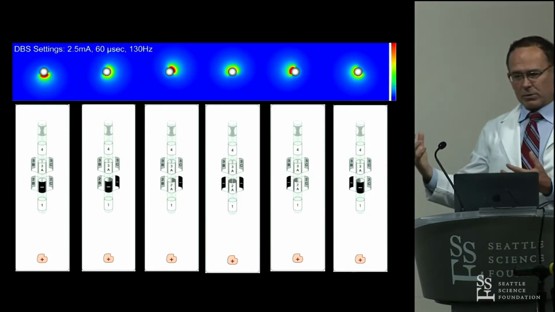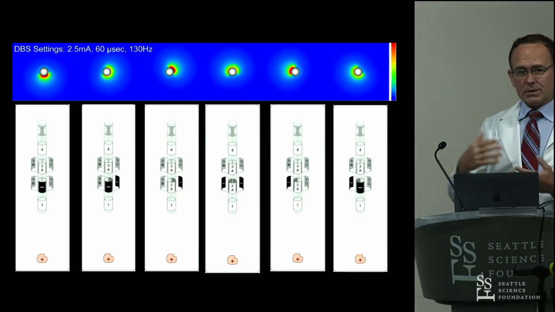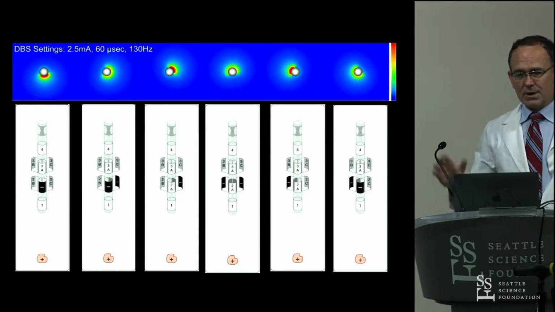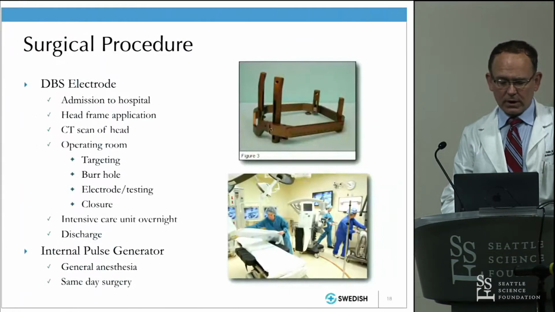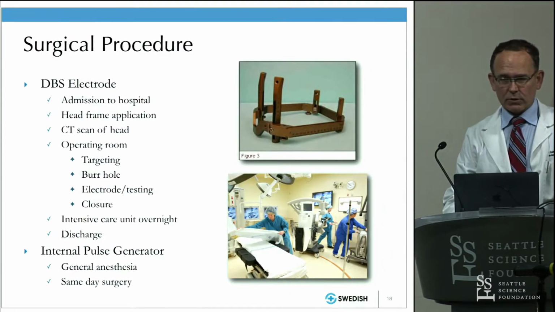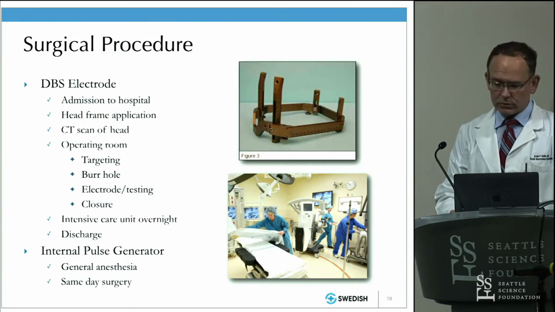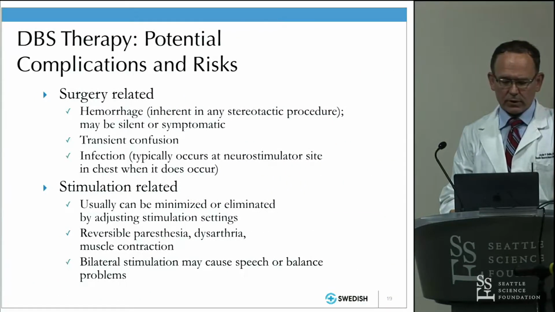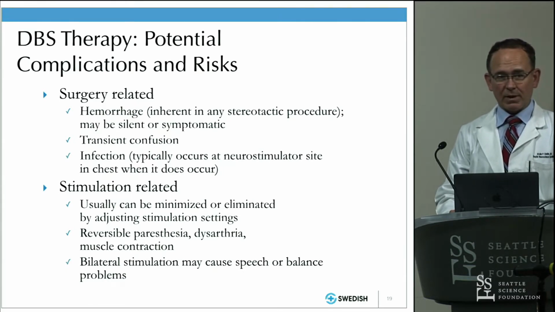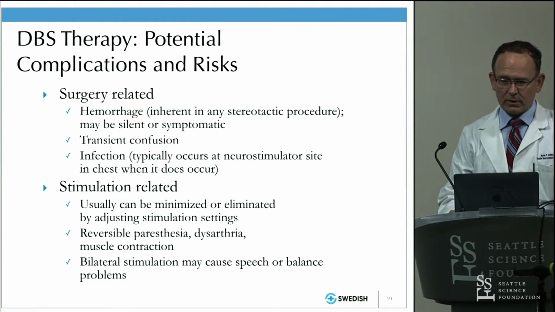So the idea is that we'll be able to steer the current away from the internal capsule, steer the current away from VC, where people get a lot of paresthesias, and direct it towards the ideal portion of the VIM nucleus. We typically do the surgery, I use a frame. There are frameless-based approaches as well. I think Birchall uses NexFrame, which is a frameless approach. Today, we typically put in the electrode in one surgery and then put in the pulse generator in a second surgery. Surgical related complications include hemorrhage, very commonly transient confusion if you implant bilaterally. So I don't implant bilaterally, I implant one side at a time and then come back and do the other side later, and obviously infection.